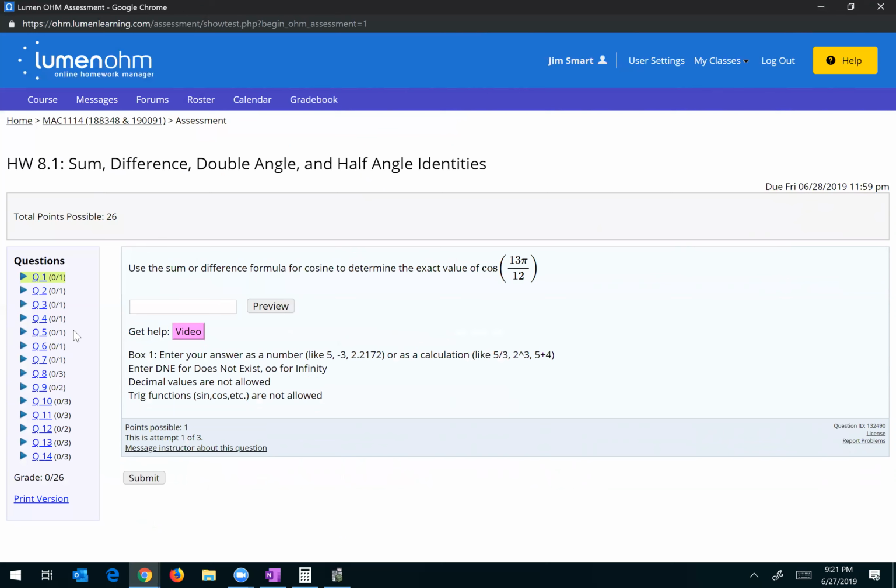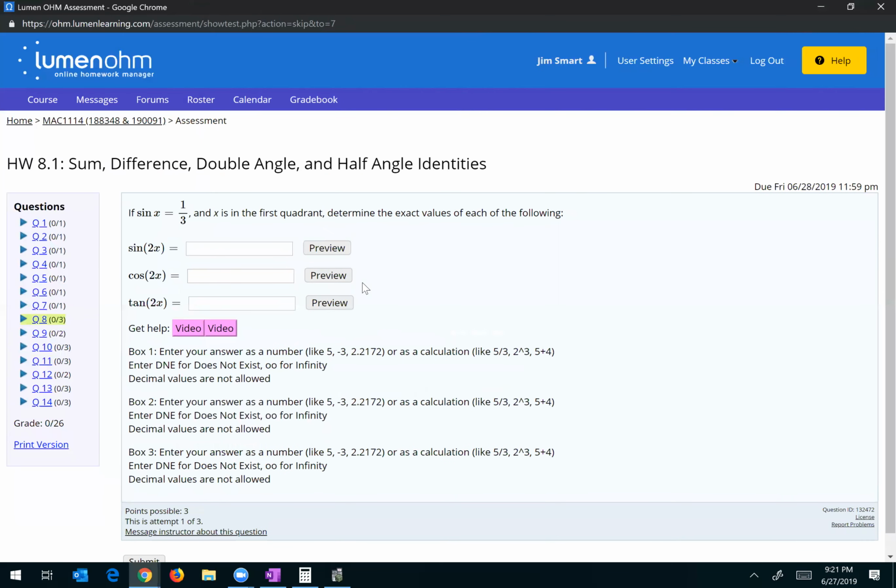Solving for tangent in number 8. Okay, well, there is a formula for tangent of 2x, but the easiest thing is, if you've got sine of 2x and cosine of 2x, tangent is still sine over cosine. So let's still do this one. It says if sine x is 1/3, find sine 2x, cosine 2x, and tangent 2x.